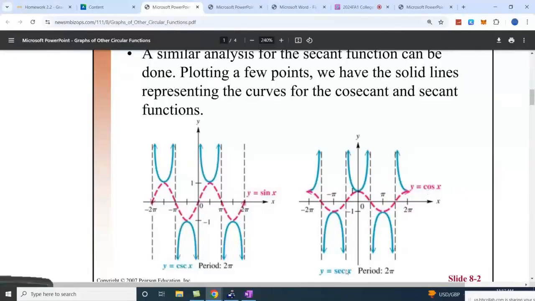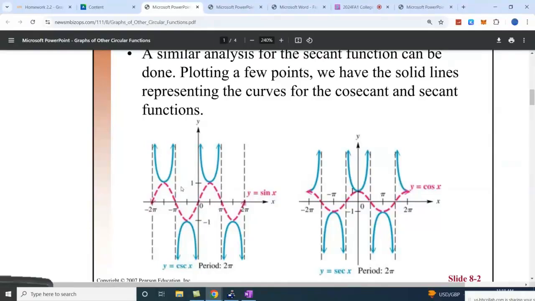The cosine and the secant are reciprocal functions. Taking a look at this second diagram, the red line is the cosine curve. The blue line is the secant curve. Both the period for the cosecant and the secant are 2 pi over b. And I'm going to write all of that down in a second.